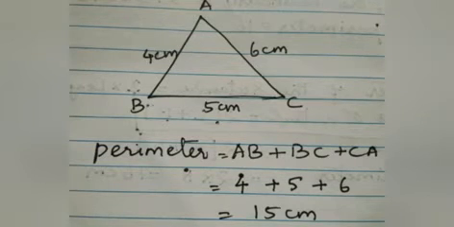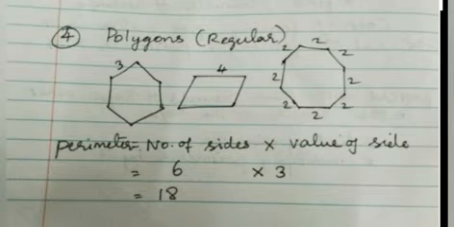For polygons, we have regular polygons. What regular means is all the sides are equal. So that is a regular polygon. So what are all the polygons? Quadrilateral, parallelogram, pentagon, hexagon, all these are polygons, right? So if all the sides are equal, we can say it is regular, and if all the sides are not equal, then we can say it is irregular.